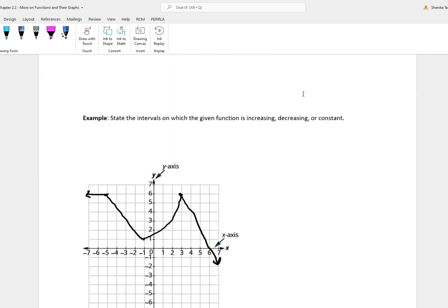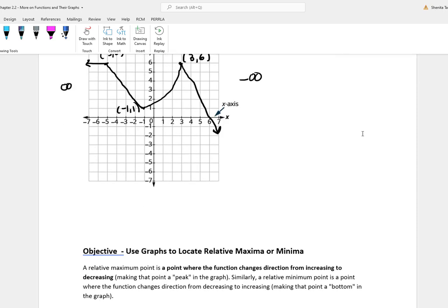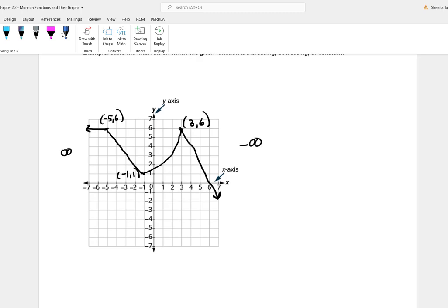Okay. Let's look at this next one. I'll go ahead and put the points on here again. This here is -5, 6. This point here is -1, 1. Then this point here is 3, 6. And there's no arrow, so there's no point. So this is negative infinity. This is positive infinity. So let's see where the graph is increasing, decreasing, and constant.